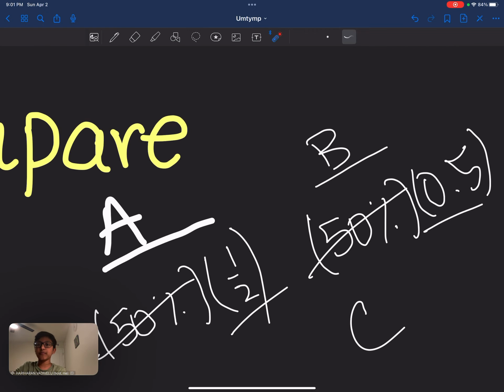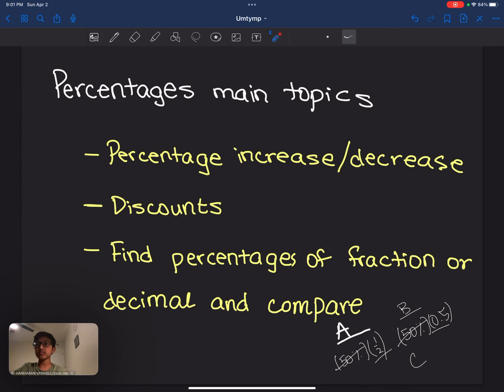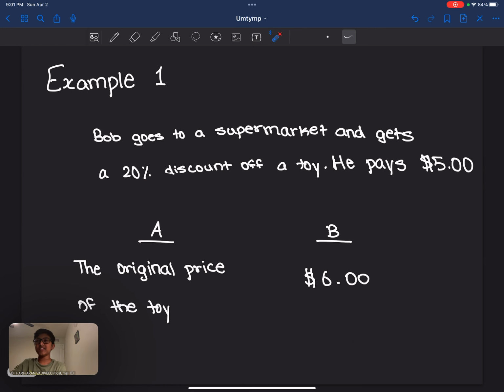So on A we have 50% of 1/2, and on B we have 50% of 0.5. Take these out on both sides. You can see that 1/2 is equal to 0.5, and since the two are equal, the answer is C. It's simple problems like that. This might not appear in the UMTYMP exam, but this is just an example to show you.